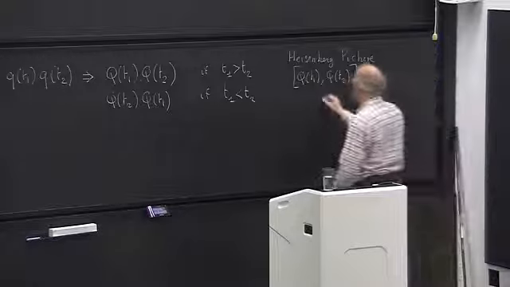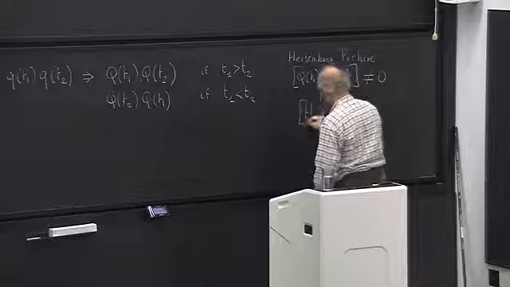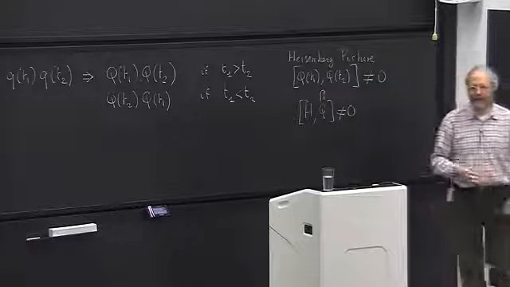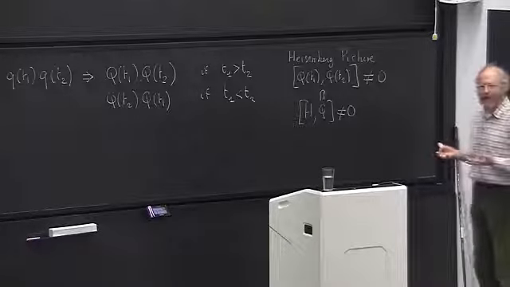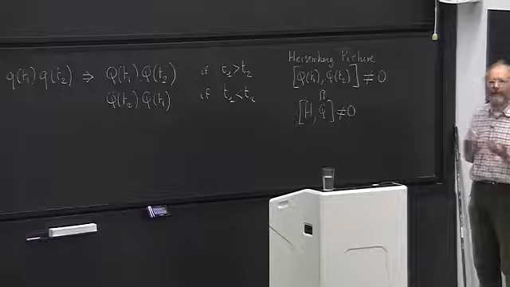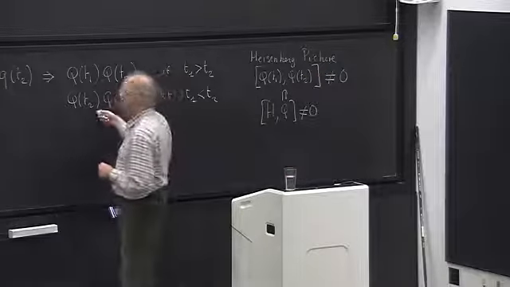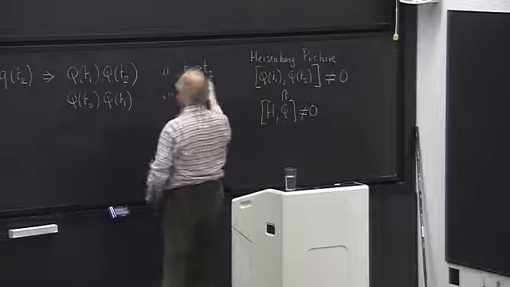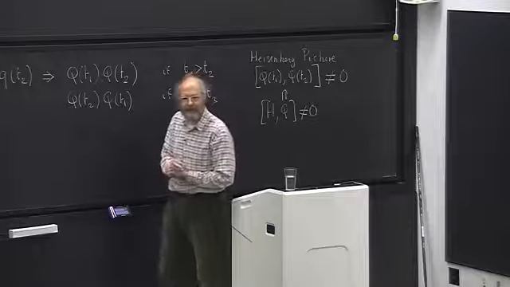And this is a consequence of the fact that H and Q do not commute in the standard representation. H of Q is proportional to P, in fact. Okay, so this is different. And of course, they commute only when T1 equals T2, where you get the operator Q squared.